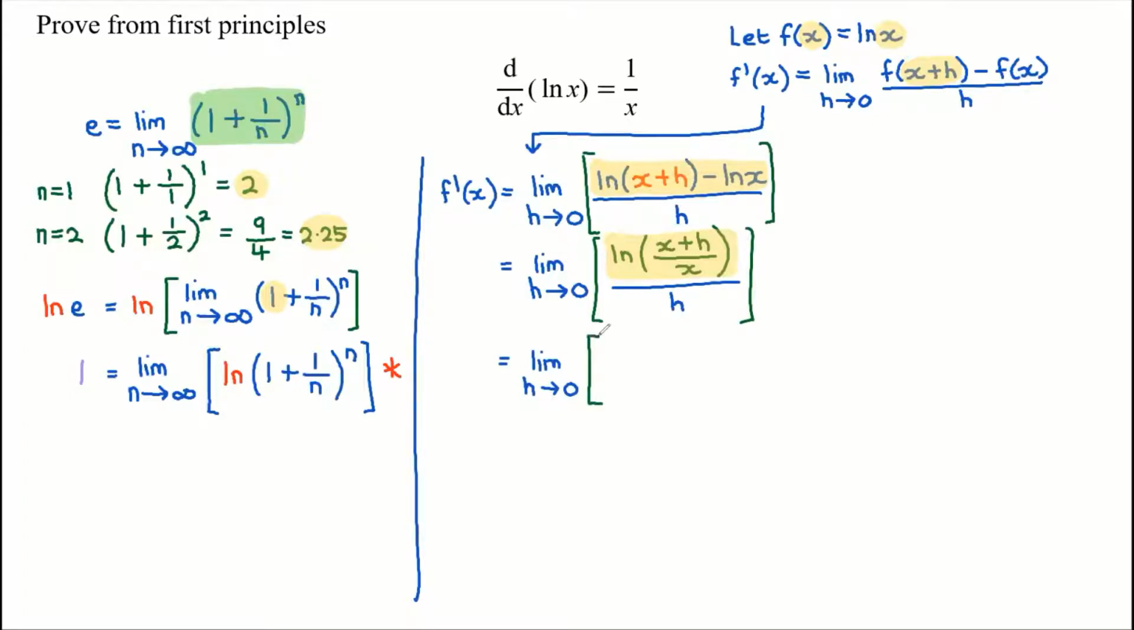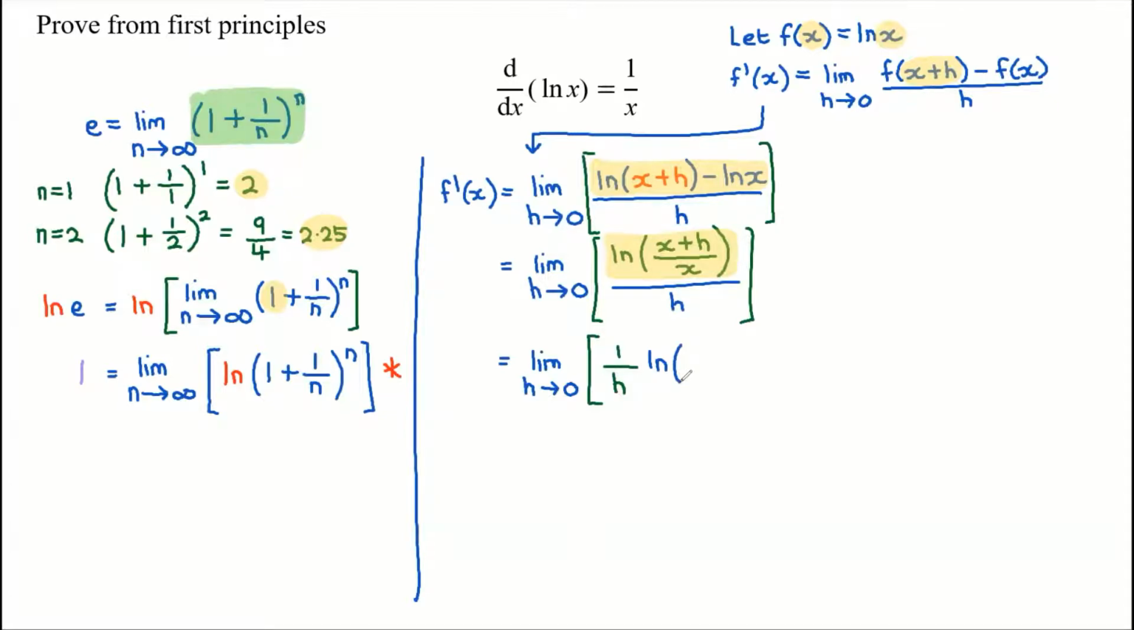So rather than having an h in the denominator, I'm going to write this as 1 over h multiplying the numerator, essentially, which is the same thing. It's the same way of writing it, or it's the same principle, I should say. So this is going to be the natural log of whatever's inside the bracket.